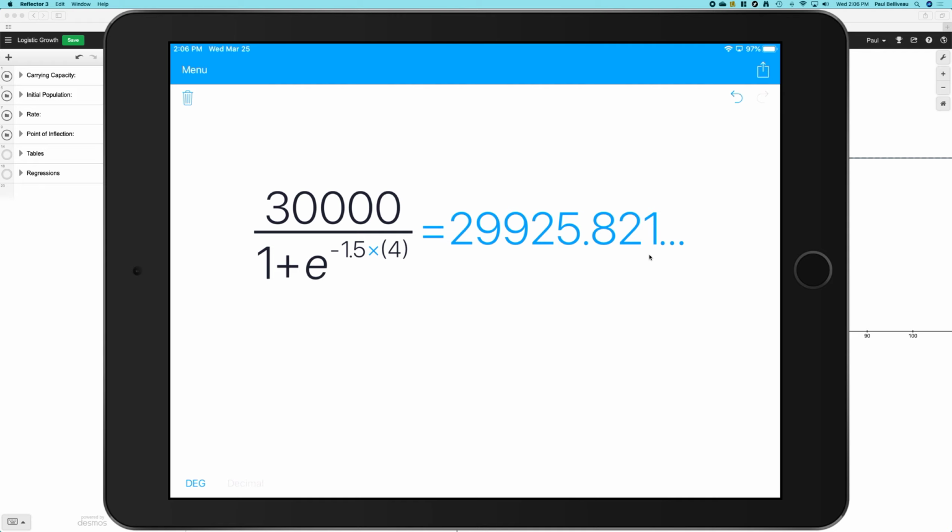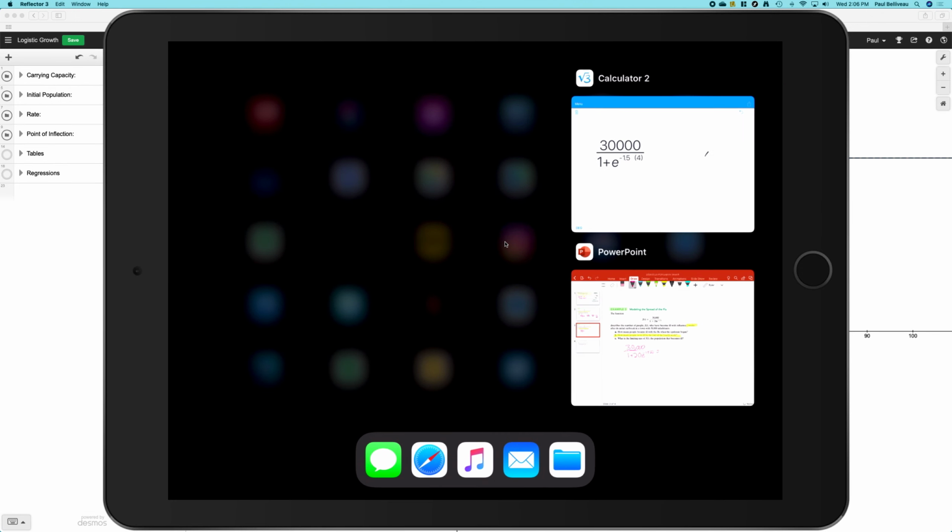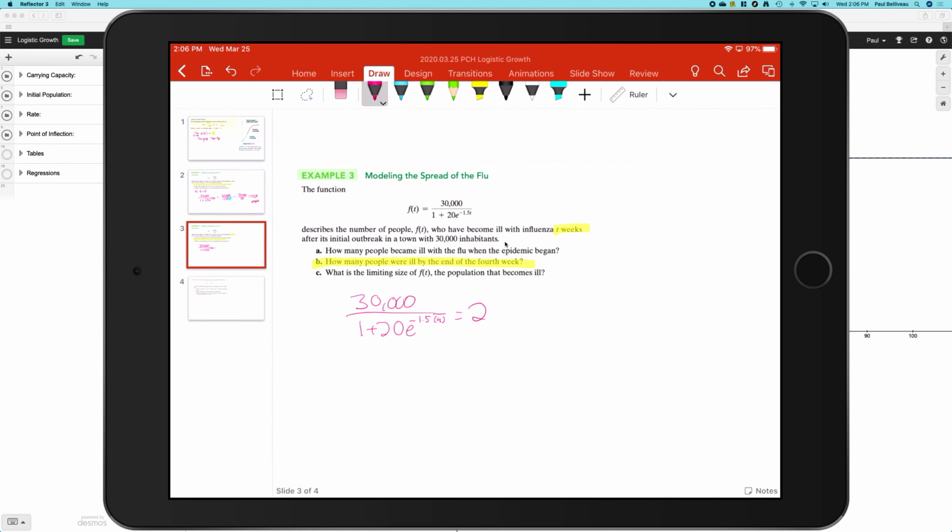Okay, so after 4 weeks, we are pretty close to that 30,000 limit. We have 29,925.8, or as we're going to call it, 29,926 people. So we're getting very, very close after 4 weeks to that 30,000 person carrying capacity.